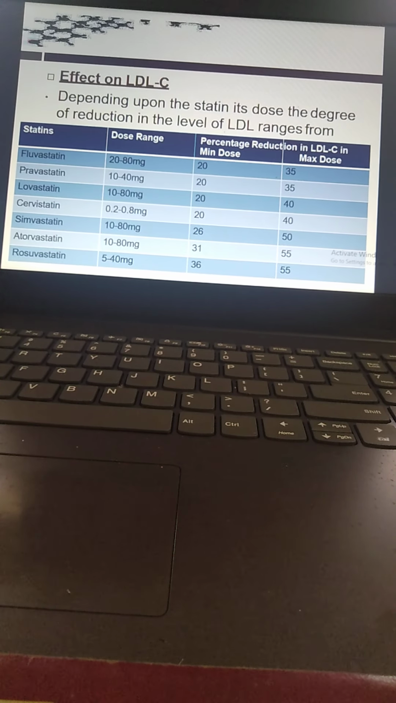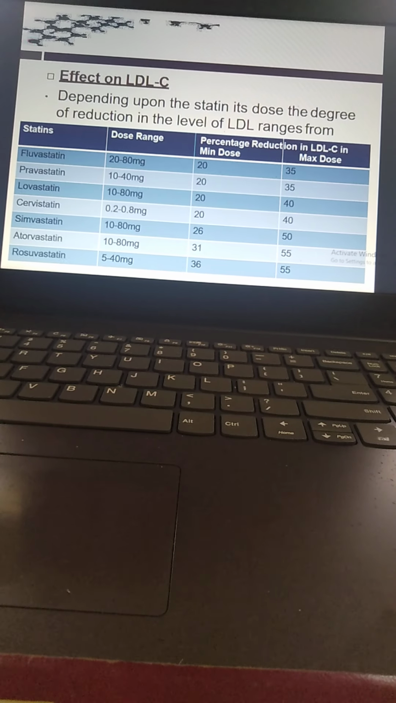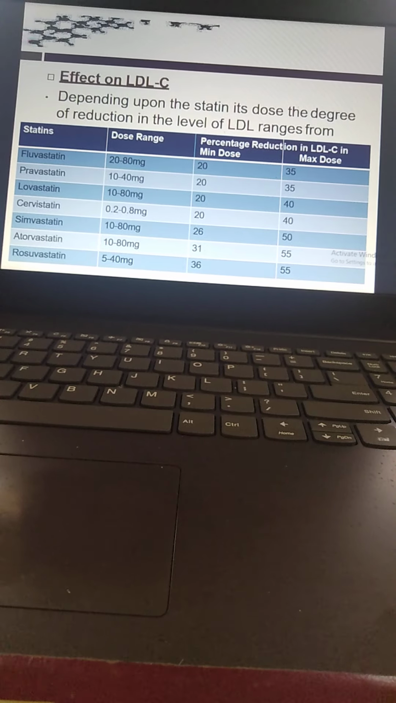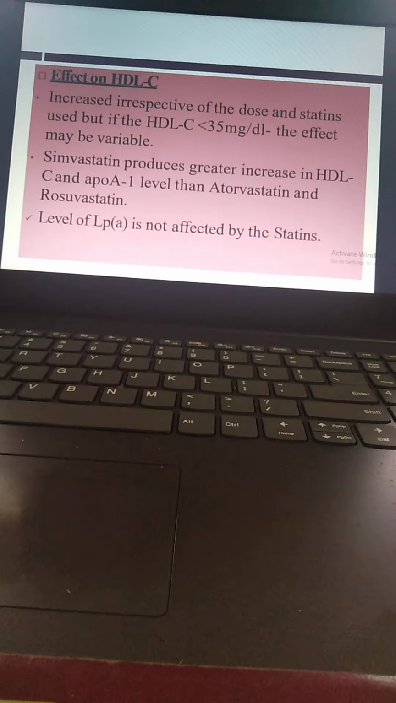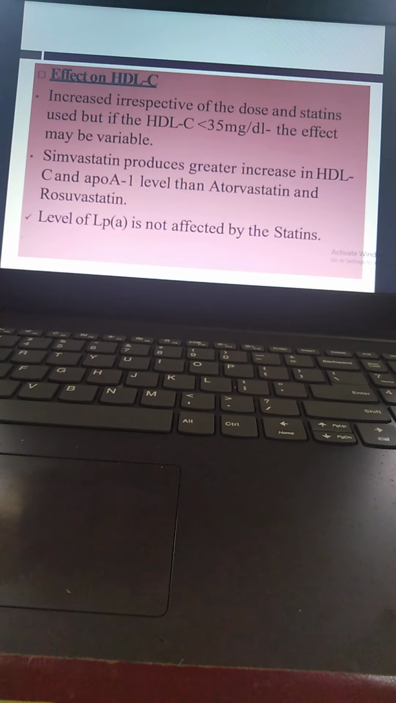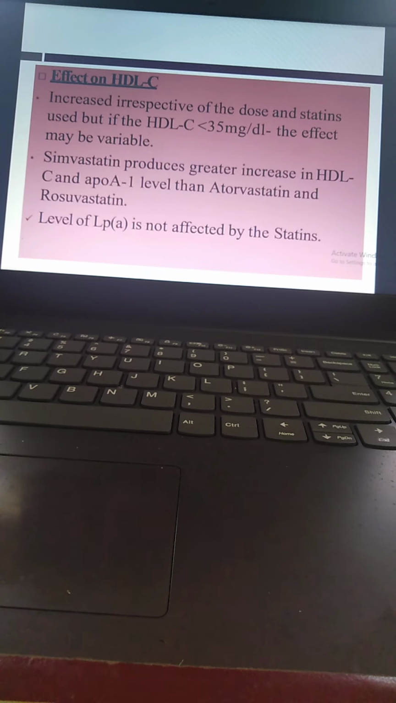So nowadays rosuvastatin is the drug given, and 55 is the maximum dose which has been tolerated by the patient. And the effect on HDL is an increase irrespective of the dose. HDL is a very good cholesterol, it should increase, and a statin is used if the HDL is less than 35 milligram. The effect may be variable.